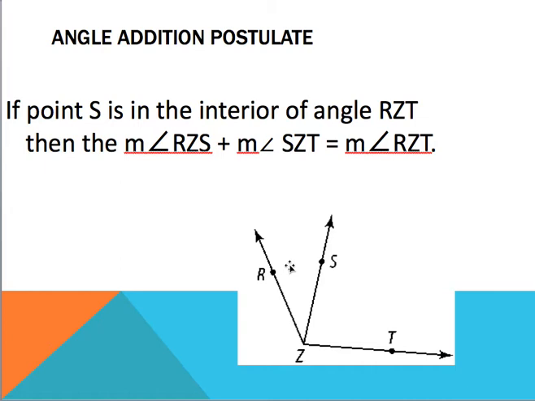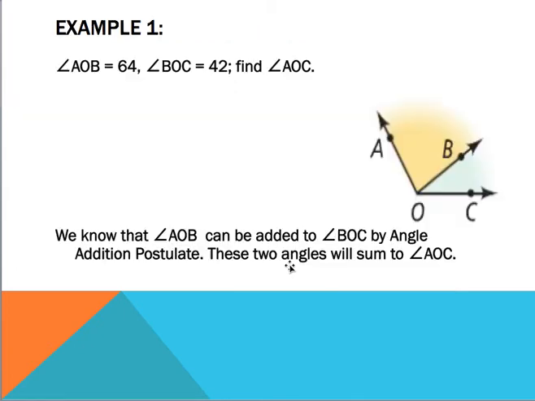Okay, and then lastly, angle addition postulate. This is very similar to the segment addition postulate. Basically, all it's saying is you can add 2 angles to get one larger angle. So right here, we're adding RZS and SZT to get that larger angle of RZT. You do need to write this down. If you need to pause the video, pause the video.